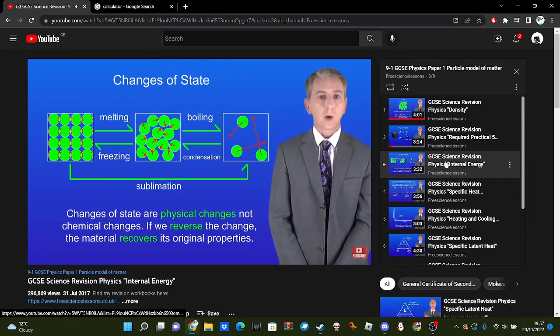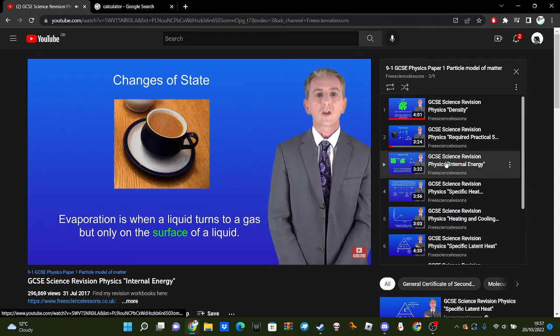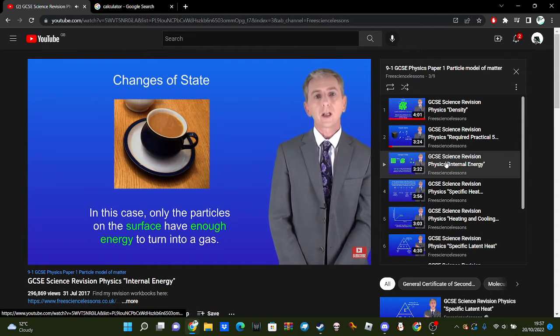Now, there is one final point which we need to look at, which is evaporation. Evaporation is when a liquid turns to a gas, but only on the surface of a liquid. In this case, only the particles on the surface have enough energy to turn into a gas.